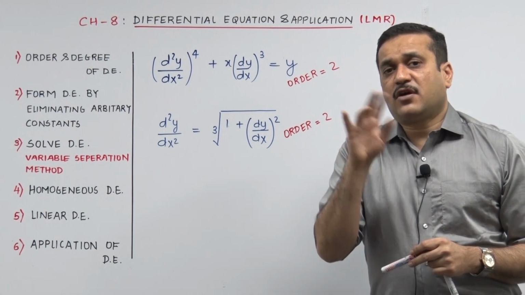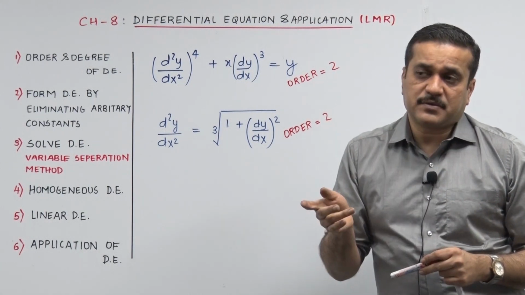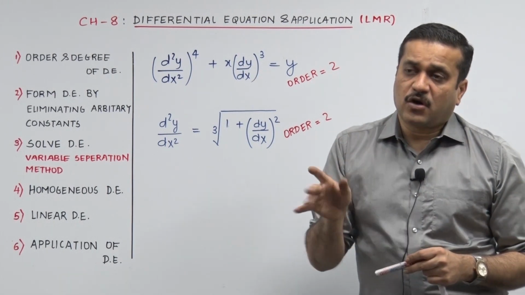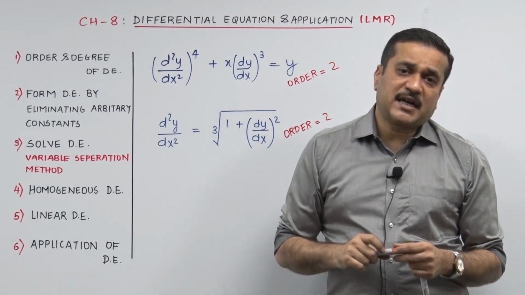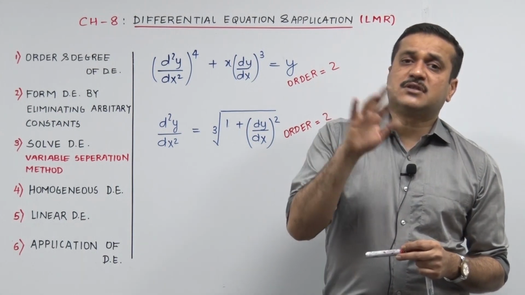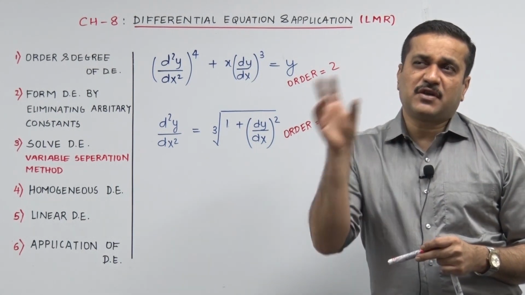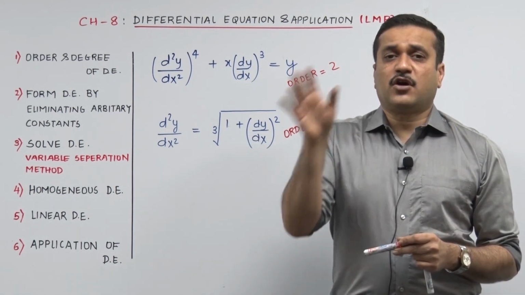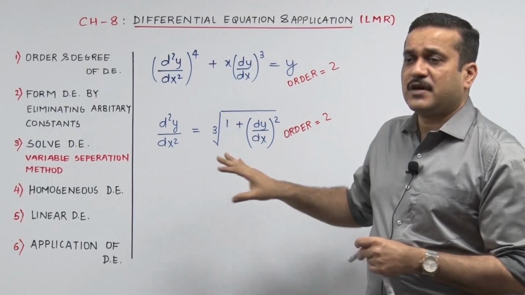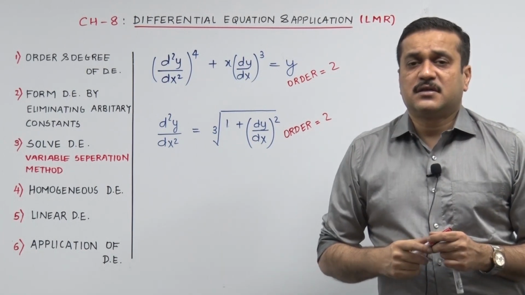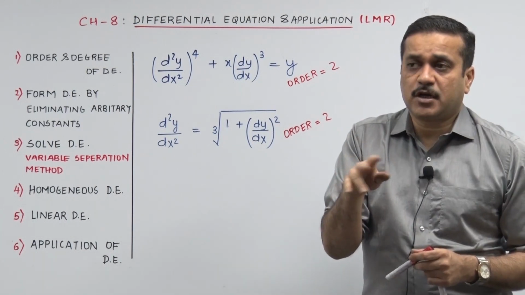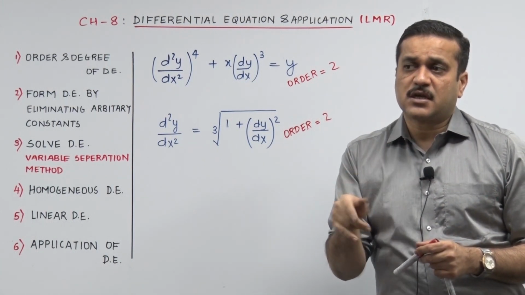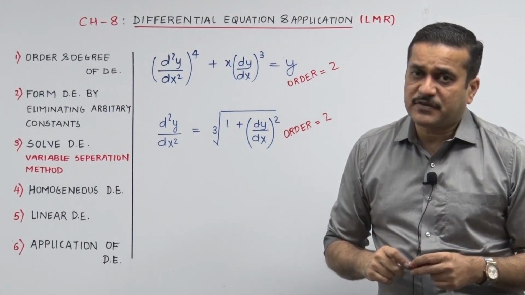The highest power of the highest order derivative, with the differential equation free of all the fractional powers and the negative indices, becomes the degree of the differential equation. If I just cut down the last part, free of fractional indices, I have given you one example over here, we will come to that. The power of the highest order derivative becomes the degree of the differential equation.